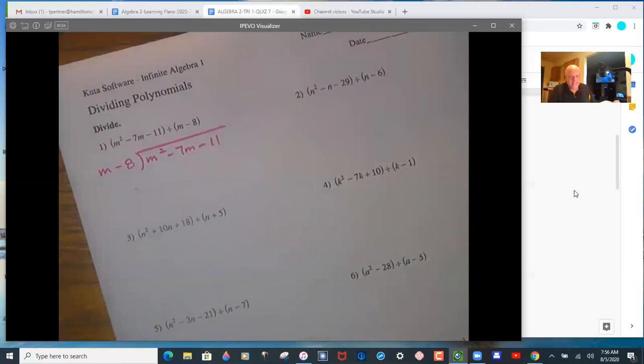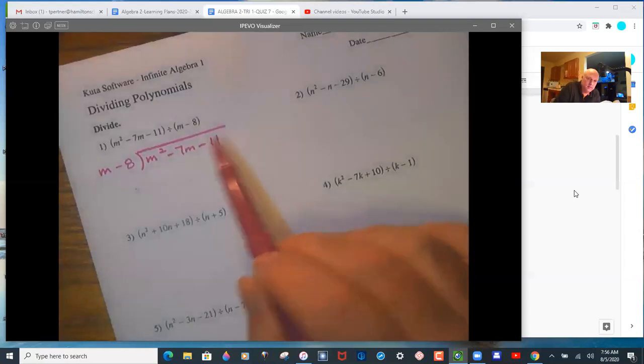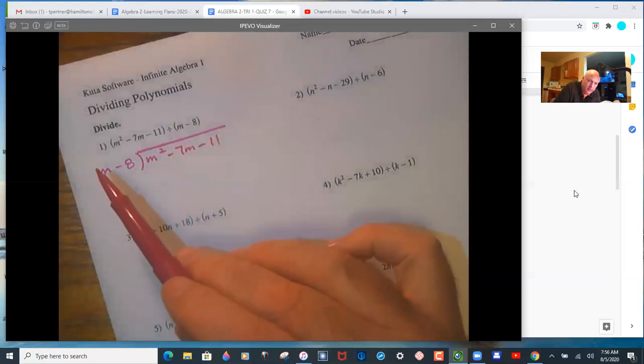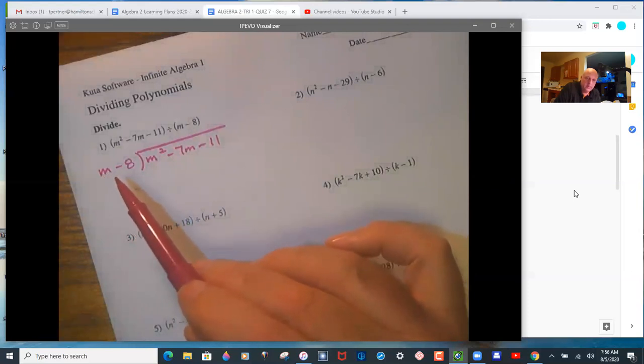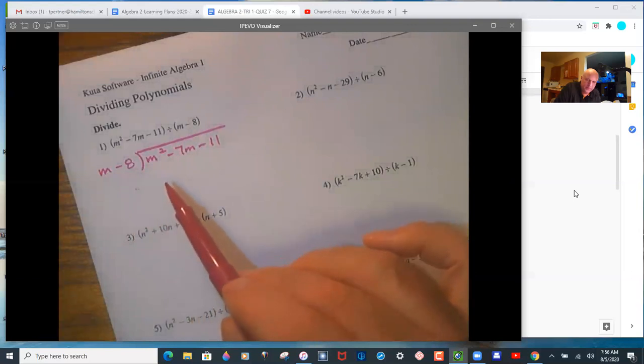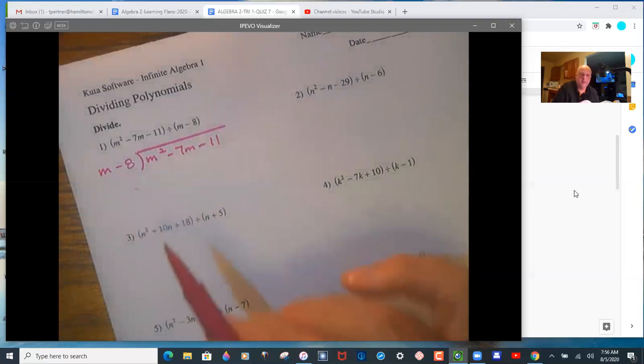Synthetic division, which is the far easier of the two techniques, is only going to work when the coefficient on the divisor is m minus 8, when the coefficient on that, we'll say the highest power there is 1, or better yet, when we solve this equal to 0, we get an integer, I guess is a better way to say that.